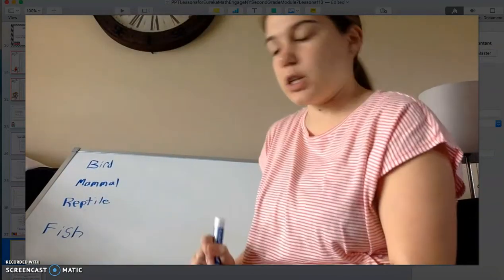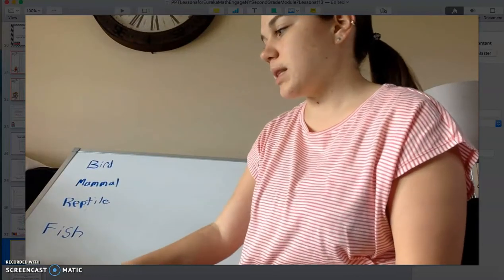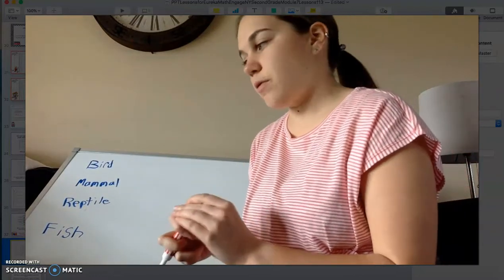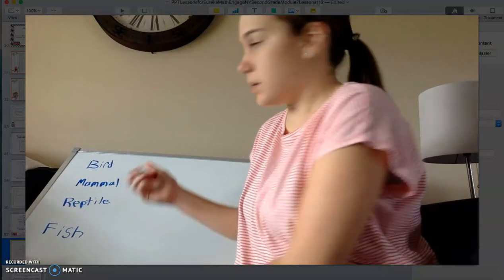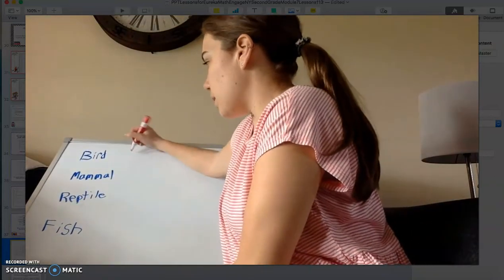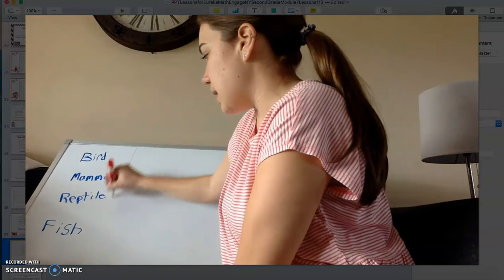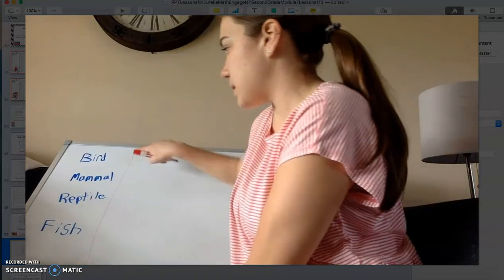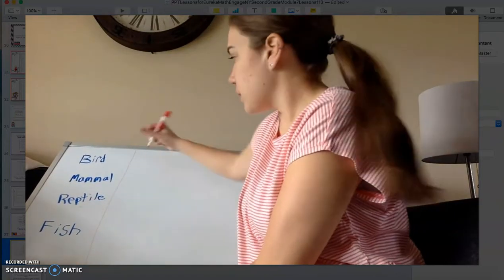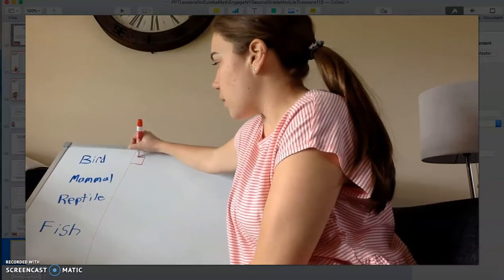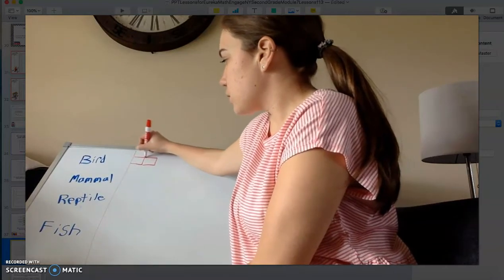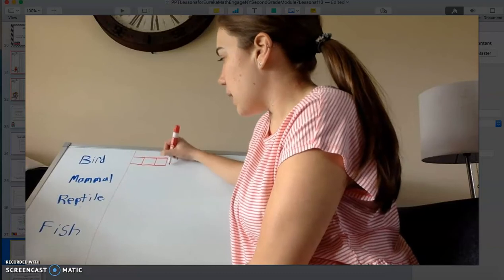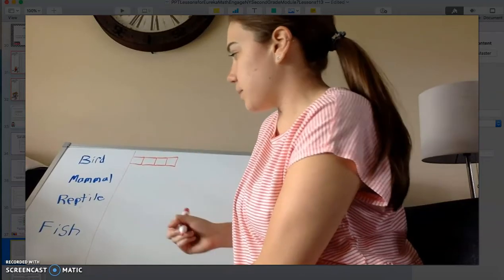So I'm going to use a circle to show those. It says with the bird, there are 4 birds. They all have to start at the same beginning, the same start line. So I'm going to draw that. Now bird has 4. So 1, 2, 3, 4.